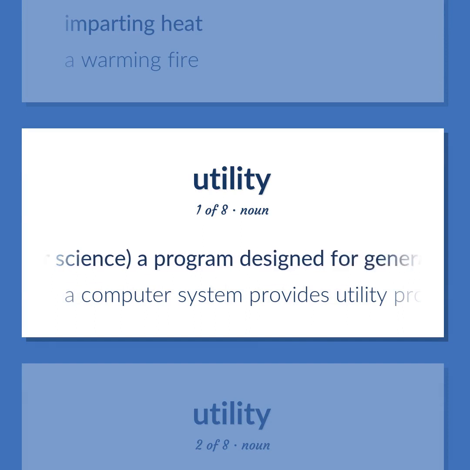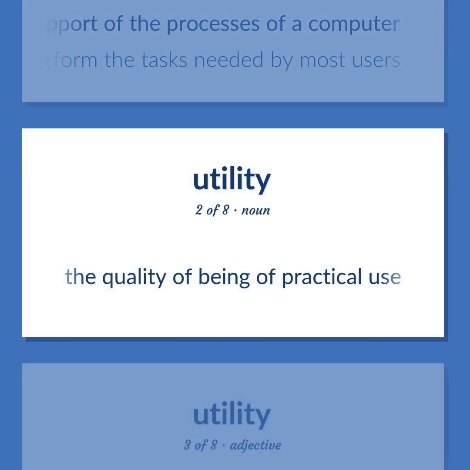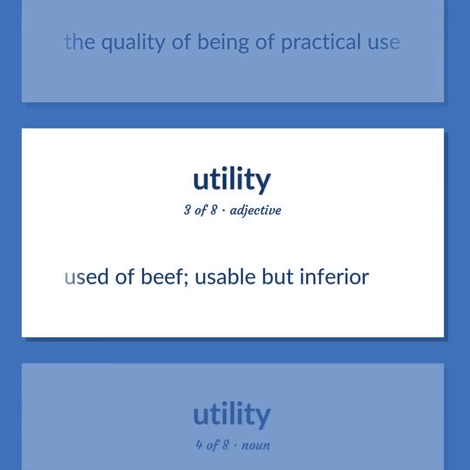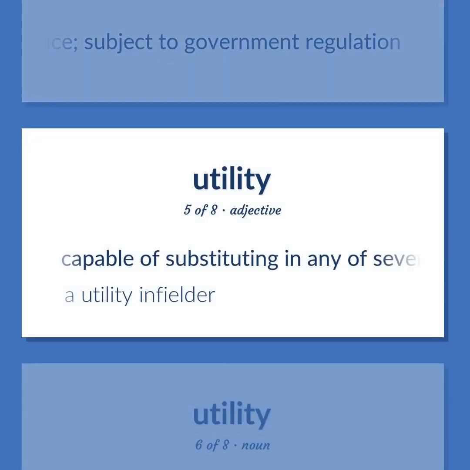Computer science, a program designed for general support of the processes of a computer. A computer system provides utility programs to perform the tasks needed by most users. The quality of being of practical use. Usable but inferior. A company that performs a public service, subject to government regulation. Capable of substituting in any of several positions on a team. A utility infielder.